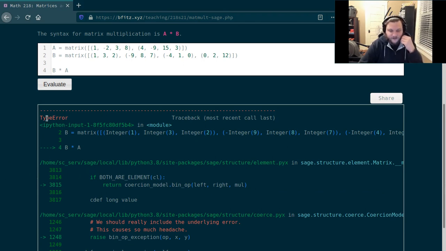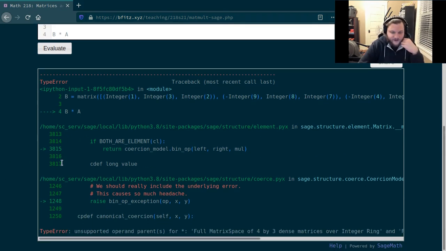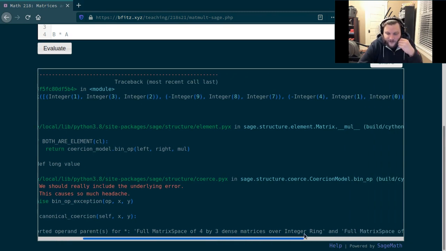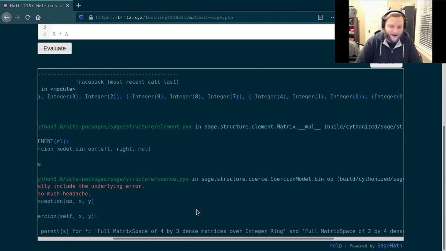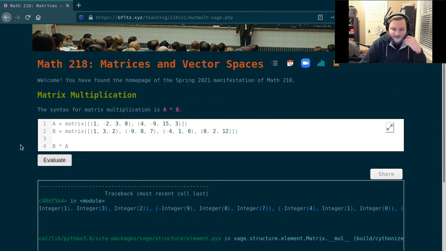So we get what's called a type error. And if we scroll down to the bottom, it should tell us what's wrong. So basically it has jargon here which says we can't take a 4 by 3 matrix and multiply it by a 2 by 4 matrix. It simply doesn't make sense. So that's exactly what we would want from a computer program. If we tried to multiply two things that are impossible to multiply together, the program should throw an error.